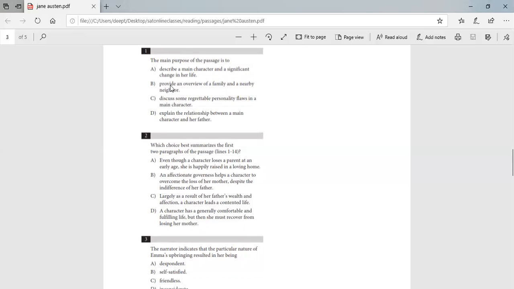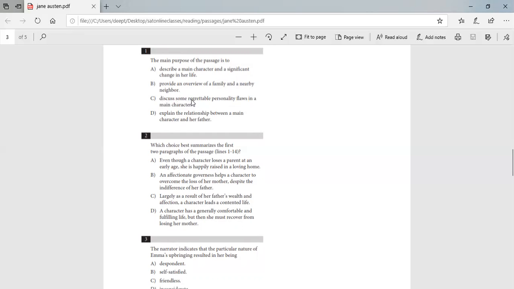Let's read B. Provide an overview of a family. Did we provide an overview? Yes, we did. And a nearby neighbor. Did we provide an overview of a nearby neighbor? No, we did not. We just said that Mr. Weston was a close neighbor, but we did not give a lot of information about it. So this part is incorrect, which means option B goes away.